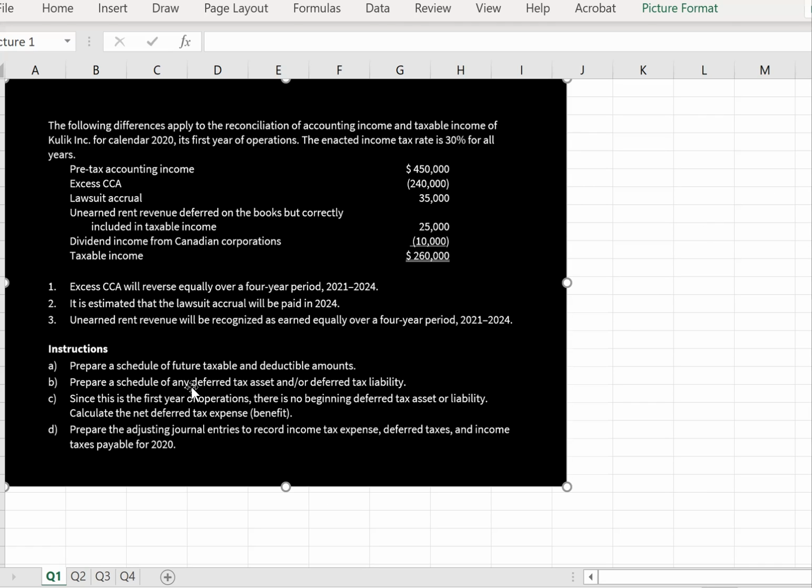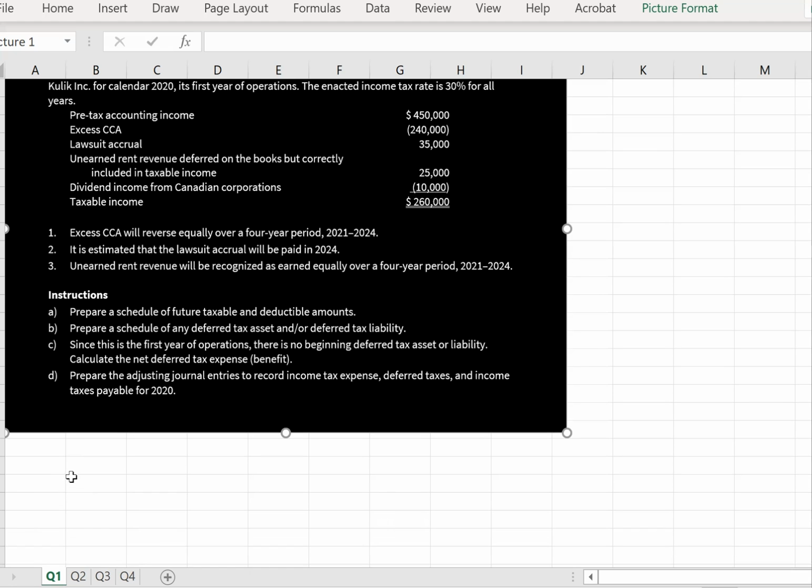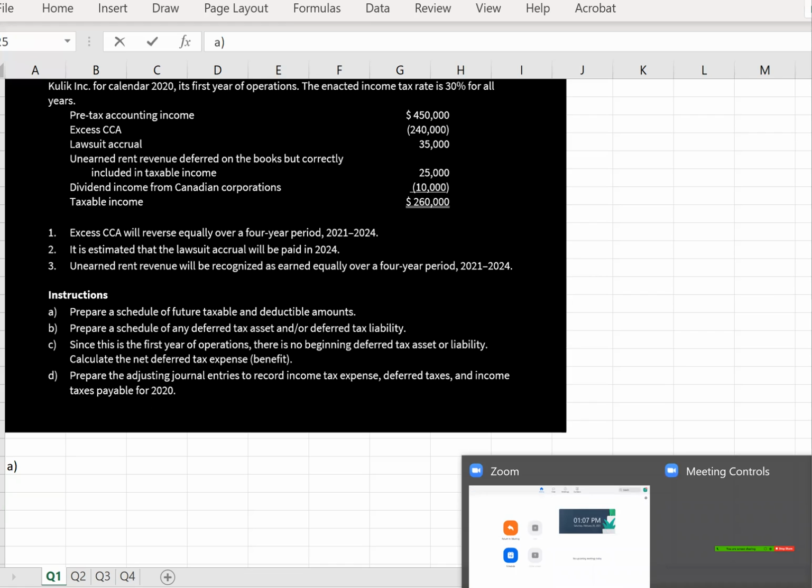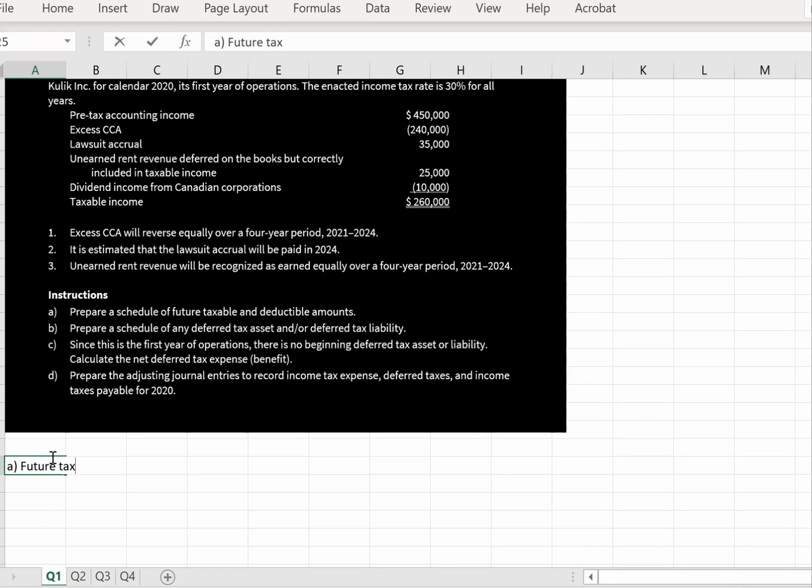The instructions say, prepare a schedule of future taxable and deductible amounts. It's really important that we label what we're doing here. So A is a schedule of future taxable and deductible amounts. Let's make a note there. So what is our schedule? We're going to have any of our temporary differences, and then we're going to have when they reverse out.